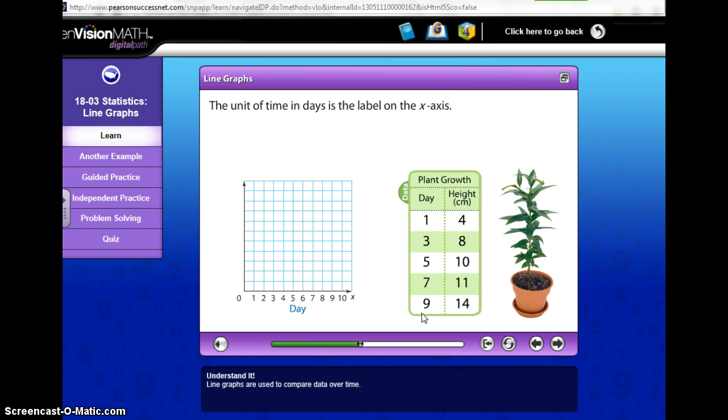Okay, so obviously on the y-axis we're going to put height. Our smallest number is 4, our largest number is 14. What would be good intervals over there? Aaron? By 2s? That's what they did. Now notice they labeled each. These are the days. This is the height in centimeters. So now all we have to do is take this information and plot it.